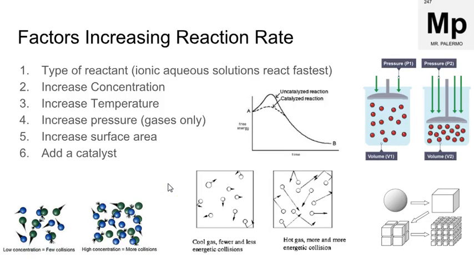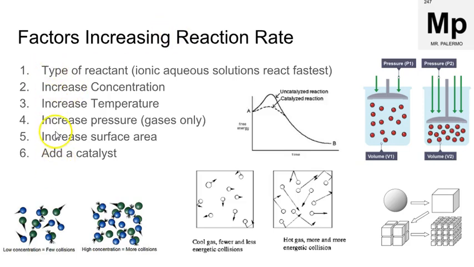So once we have these effective collisions going on, how can we speed up that reaction rate? Well, the first thing we can do is use a certain type of reactant. The fastest is going to be an ionic compound that's dissolved in water, so aqueous solution. It's going to happen the fastest because it's already dissociated into ions, and therefore all we have to do then is just recombine them and make a new compound. So we're taking one of the steps away in comparison to a covalent compound. So it will happen faster.